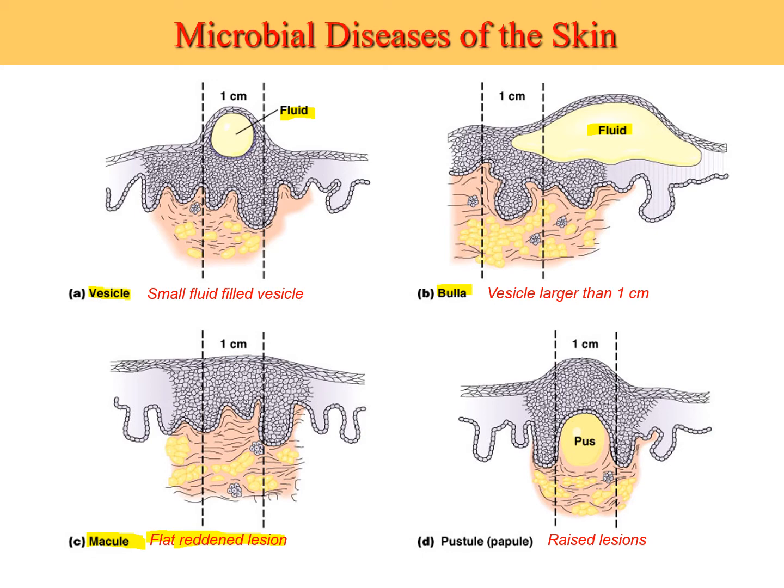And if it's filled with pus, then it's called a pustule. It's raised, just like these other ones are raised here. So just fluid is a vesicle, or if it's larger, it's a bulla. If it's filled with pus, it's called a pustule. And if it's flat, because there's no accumulation of any fluid or pus, then it's a macule. So a macular rash is a flat reddened lesion on the skin.